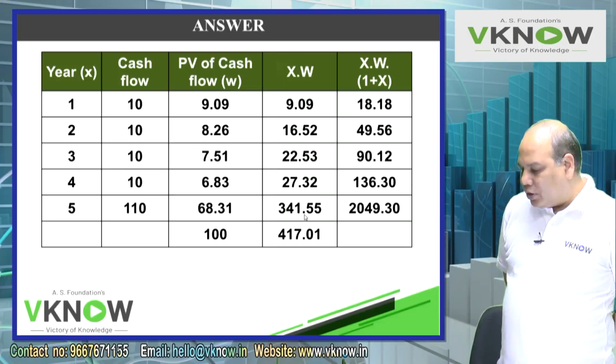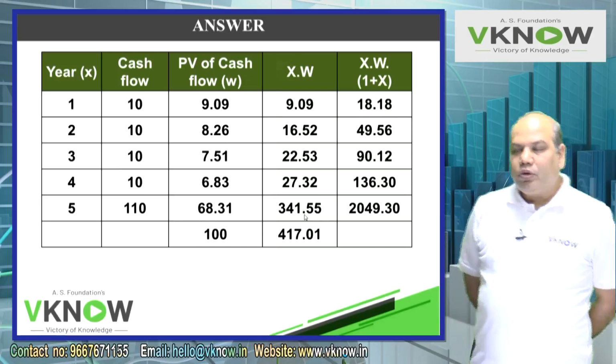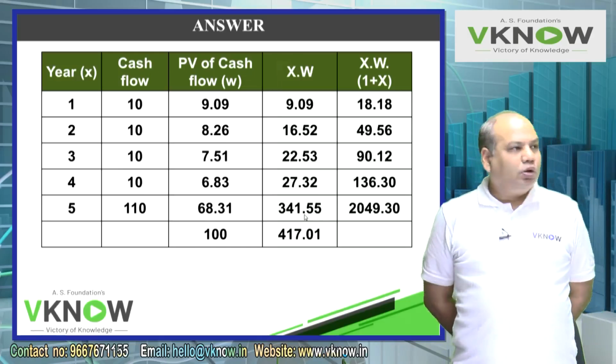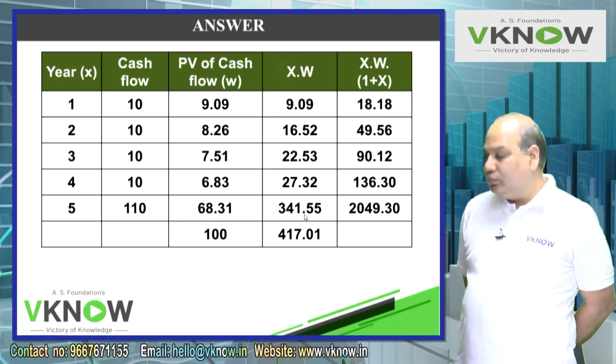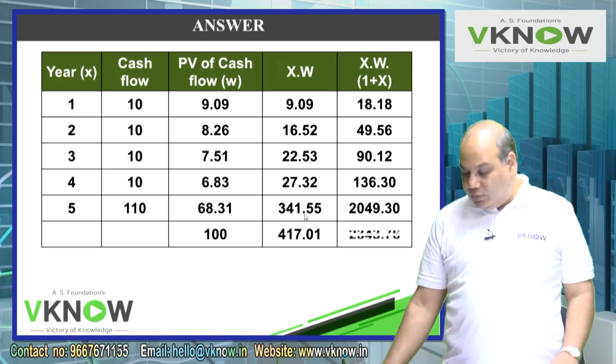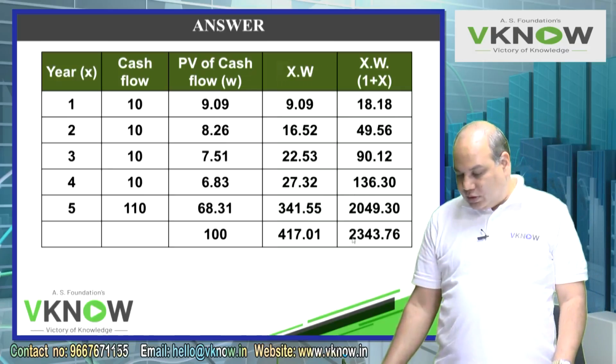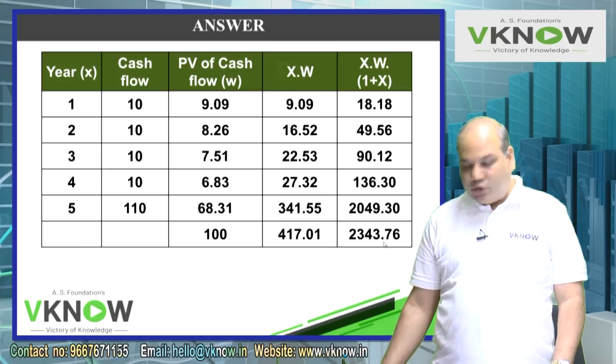Take the total of the last column. Total of the last column, yes. This will help us to find the convexity. This is price, this is the numerator of duration calculation, and this is the numerator of convexity calculation.